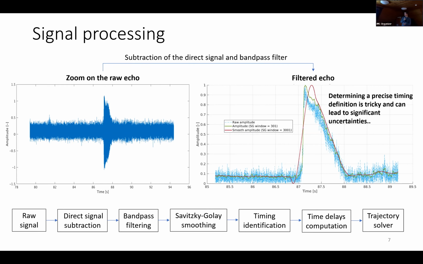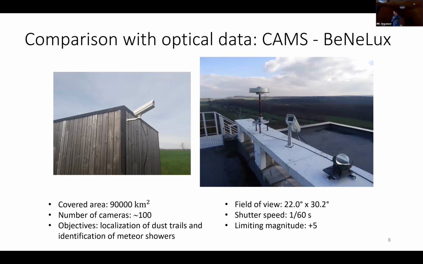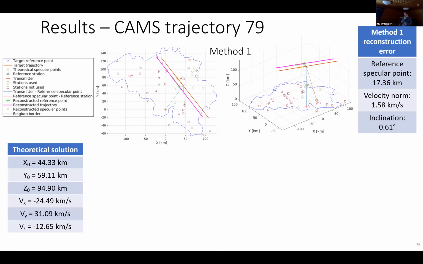So this is a summary of the post-processing we are using. So basically, subtracting direct signal, bandpass filtering it, applying some smoothing, identifying one way or the other a timing on this signal, and then computing the time delays before feeding them into the trajectory solver. Now I will present the results we obtained with our radio signals, and to do so, I compare them with optical data coming from the CAMS network.